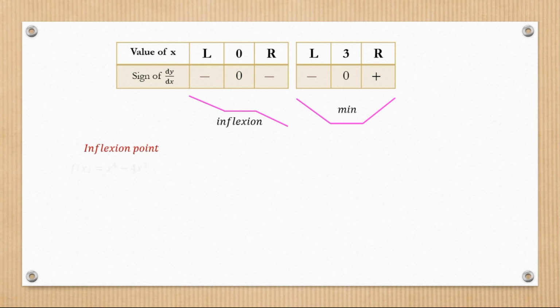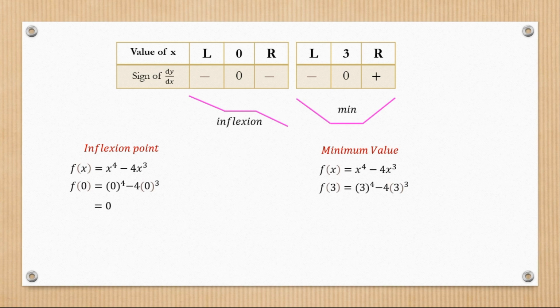So let's find the inflection point. So the inflection point will be that. I'm going to plug in a 0, and then I'll get a 0. And then to find the minimum value, I'm going to plug a 3 into the main function, and I'll get negative 27. So therefore the inflection point is 0, and the minimum value is negative 27, and that is the answer.